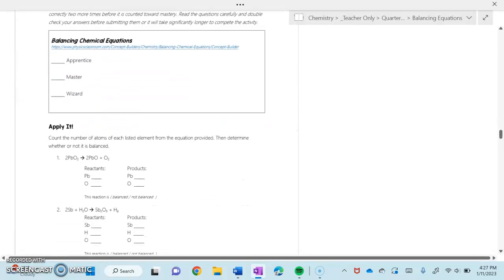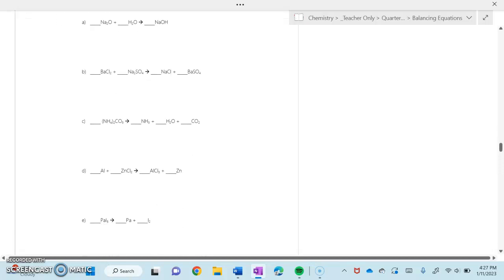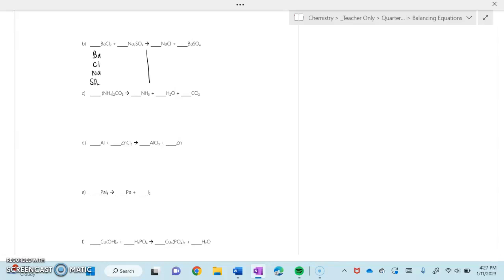I'll let you continue working on those on your own, and we'll do a couple here on page 9 as well. So let's do B. List them out: barium, chlorine, sodium, and sulfate. I'm doing this polyatomic ion as a unit because it is on both sides. So now we count them. 1, 2, 2, 1. 1, 1, 1, 1. All right.